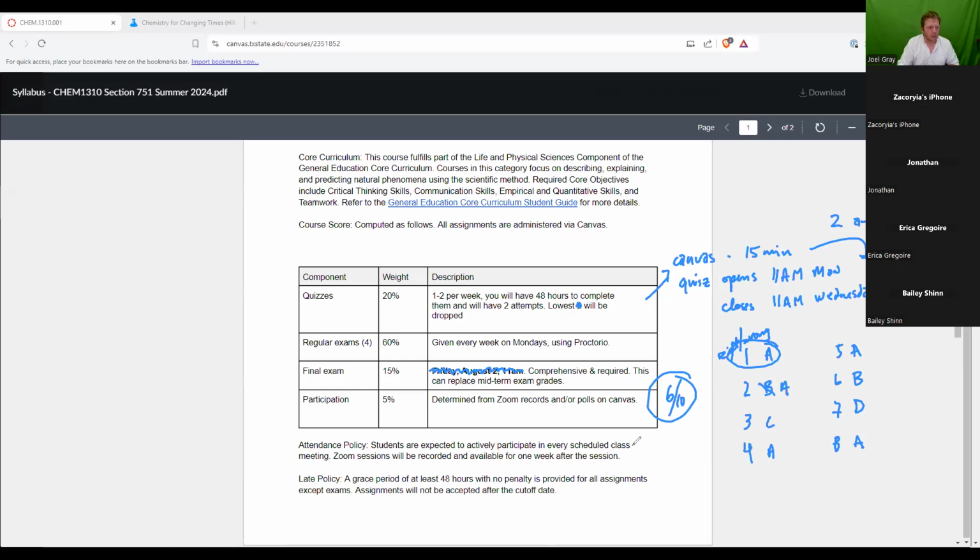And so on your second attempt, maybe what you'll get is 8 out of 10. In which case, when you made some changes, you got it right, but then maybe some of your other changes were incorrect. So you get 2 attempts at every single quiz, 15 minutes in which to do them. And you just have to make sure that you get it all done within 48 hours.